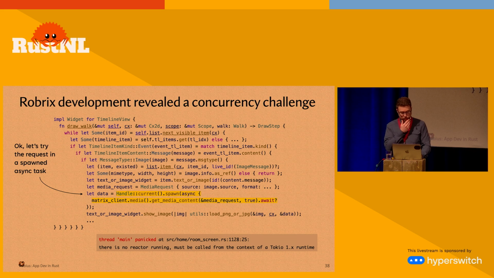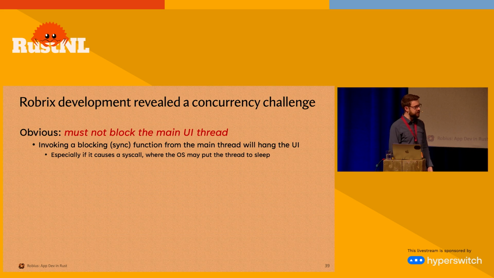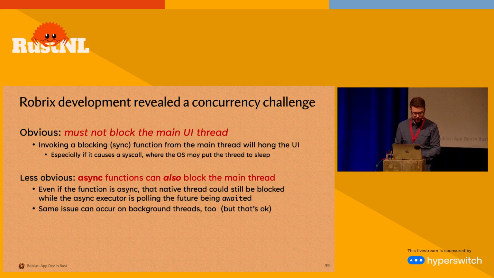I think this highlights a perennial problem in UI toolkits. The obvious one is that you must not block the main thread. If you invoke a blocking, regular synchronous function from the main thread, that will hang the UI, especially because it's a system call in which the OS could put the thread to sleep. Less obvious is that in general, you shouldn't call async functions on the main thread either, because those could also block it. This depends greatly on what your async executor is doing, but it is possible that a native thread could be blocked while the executor is polling whatever futures are being awaited.